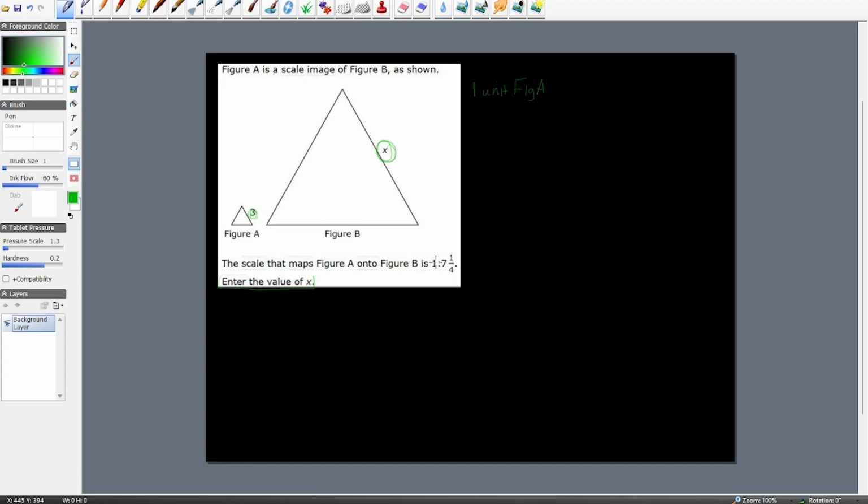And how do we know the 1 corresponds to figure A? Well, look at the order they tell you. Figure A onto figure B is 1 to 7 1/4. So the 1 represents figure A and 7 1/4 represents figure B. And again, that just makes sense. You can see figure B is much bigger. 1 unit of figure A corresponds to 7 1/4 units of figure B.